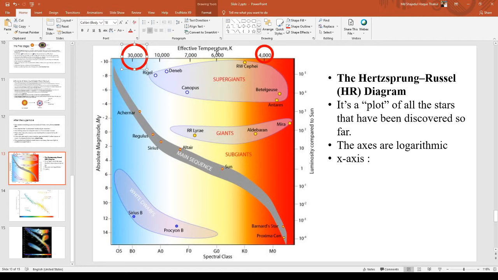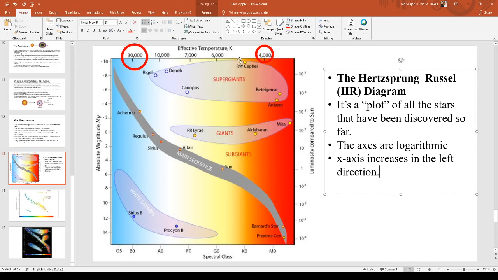Kelvin temperature. On the x-axis of the Hertzsprung-Russell diagram, on the left you have 4000 Kelvin, on the right you have 30,000 Kelvin. So again, this is something weird. The x-axis increases in the left direction. The x-axis actually increases in the left direction.